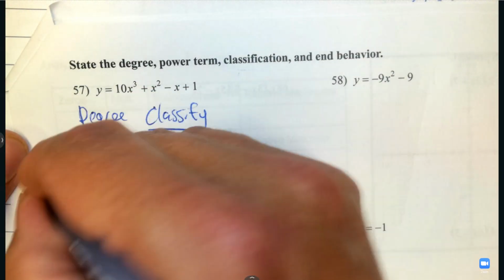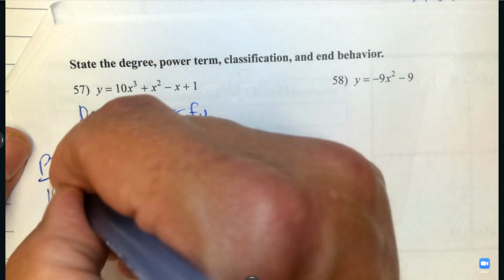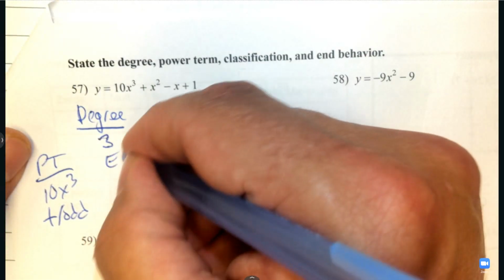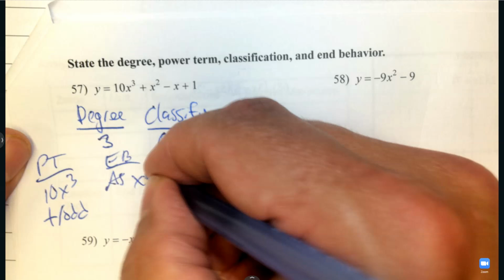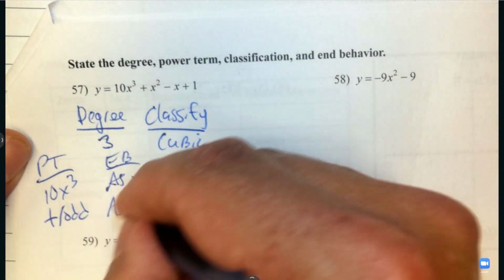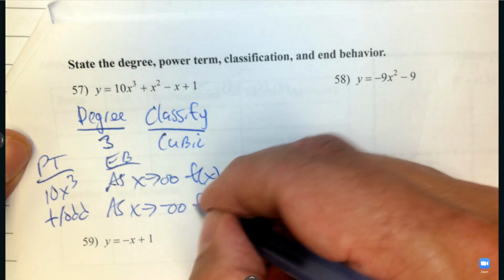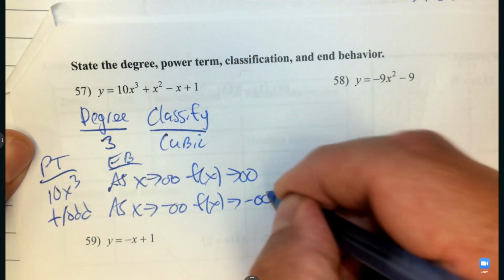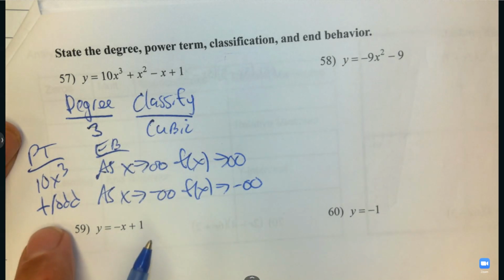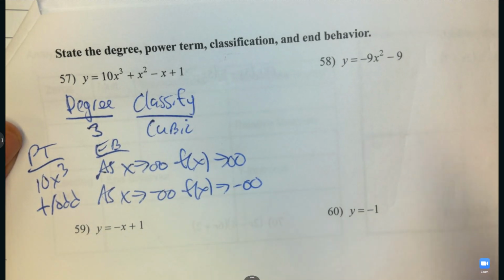Can you tell me the power term? It's 10x cubed, which means it's positive with an odd exponent. And then can you tell me the end behavior? As x approaches infinity, f of x approaches infinity. As x approaches negative infinity, f of x approaches negative infinity. You might want to look at your notes with your infinity statements and see whether you can take the power term, match it, and write it down.